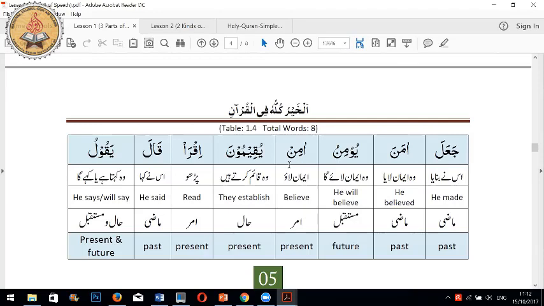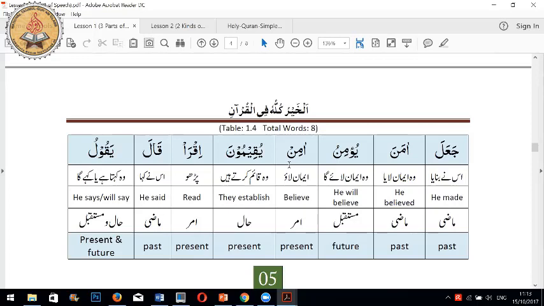Then another word is iqra. Now, this is the very first word which was revealed to the Holy Prophet sallallahu alaihi wasallam. We know the very inspiring story behind that. Iqra, read, recite. And this again relates to the present time. If I say iqra al-Quran, it means read or recite the Quran, and this belongs to the present.